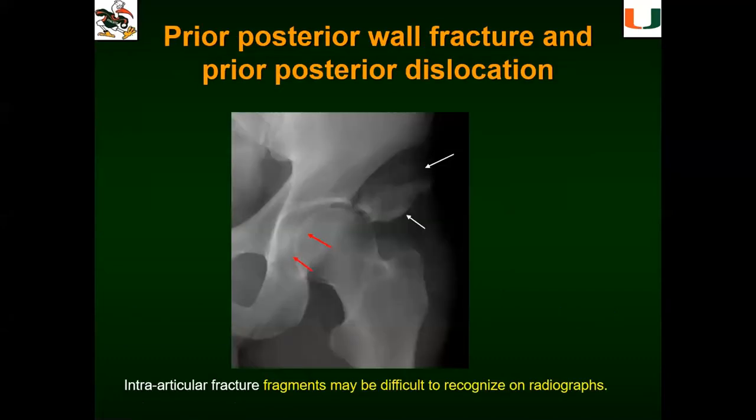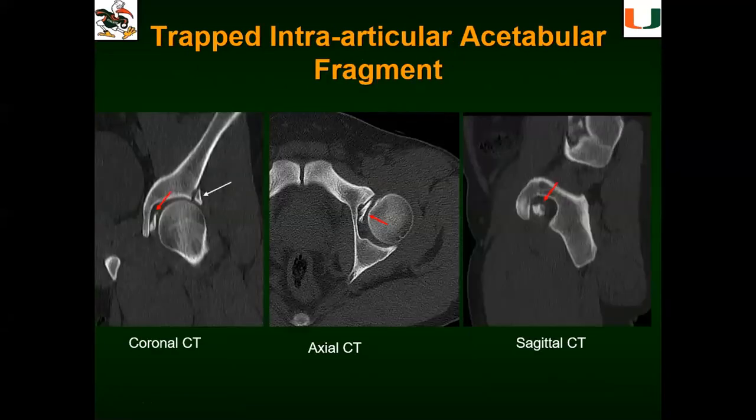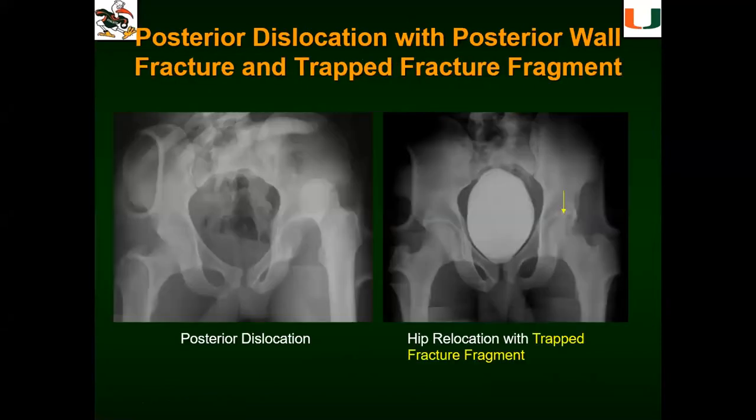Here's another example. This is a posterior wall fracture with a posterior dislocation. Again, a very large posterior wall fracture fragment, but the key here is not to only identify the displaced posterior wall fragment, but again, the fact that there is a trapped intra-articular fragment that can be seen radiographically. And here's the same patient CT. You can see that trapped intra-articular fragment, again, following the closed reduction.